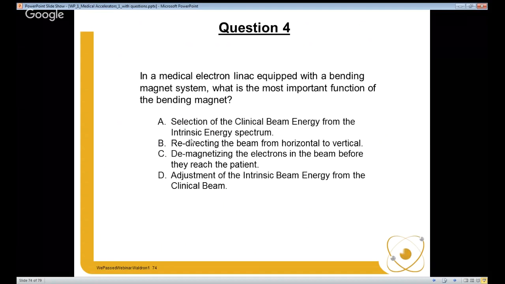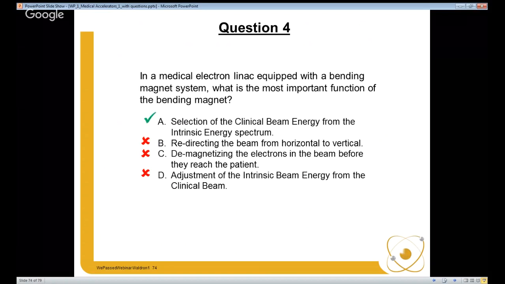All right, in a medical electron linac equipped with a bending magnet, what is the most important function of the bending magnet? Is it B, redirecting the beam from horizontal to vertical? That is one of the things it does, but it is not the most important function. Demagnetizing the electrons in the beam before they reach the patient? No. Adjustment of the intrinsic beam energy from the clinical beam? No, in fact, it's quite the opposite.